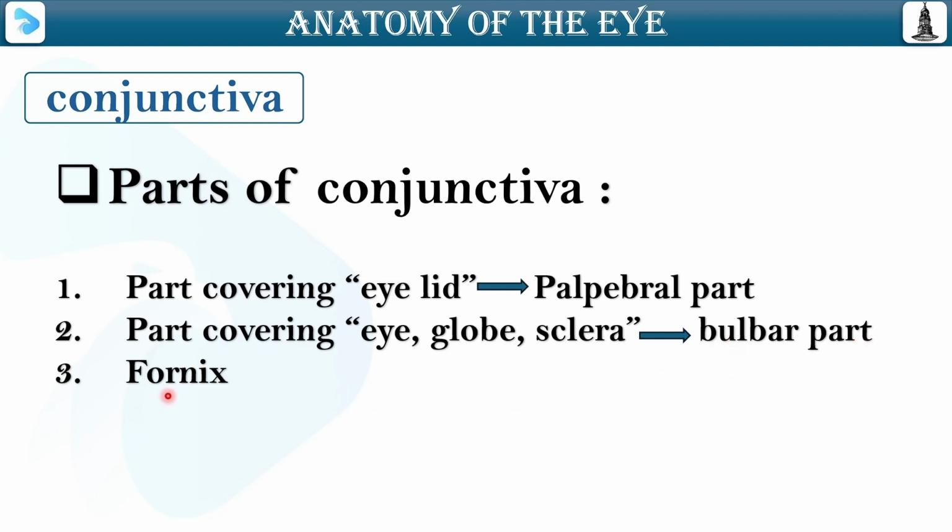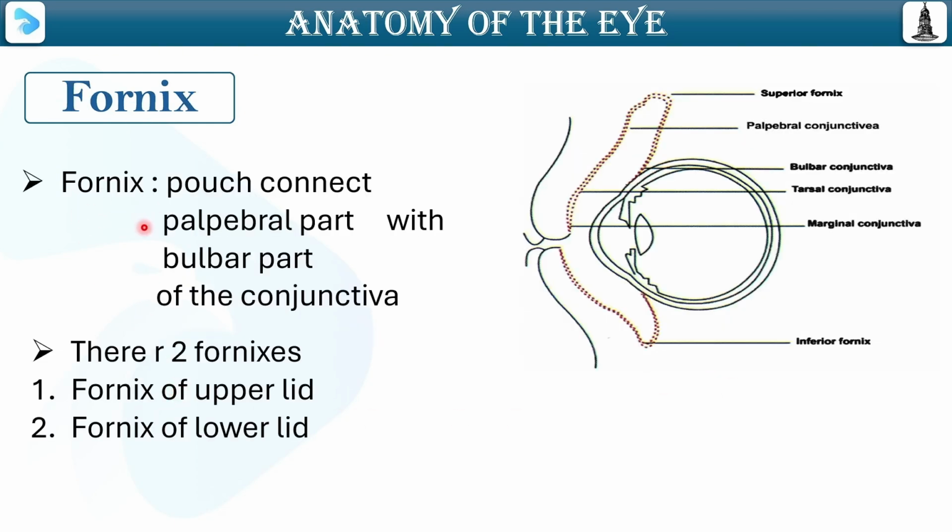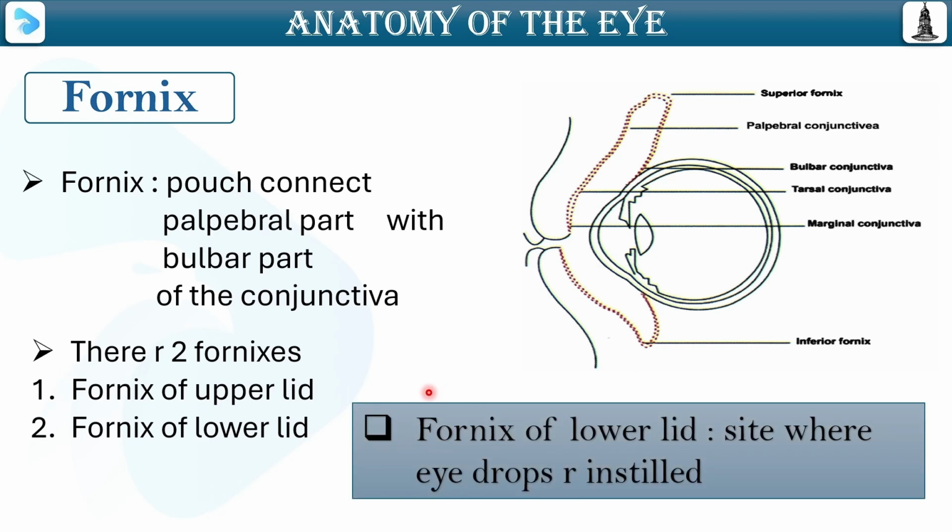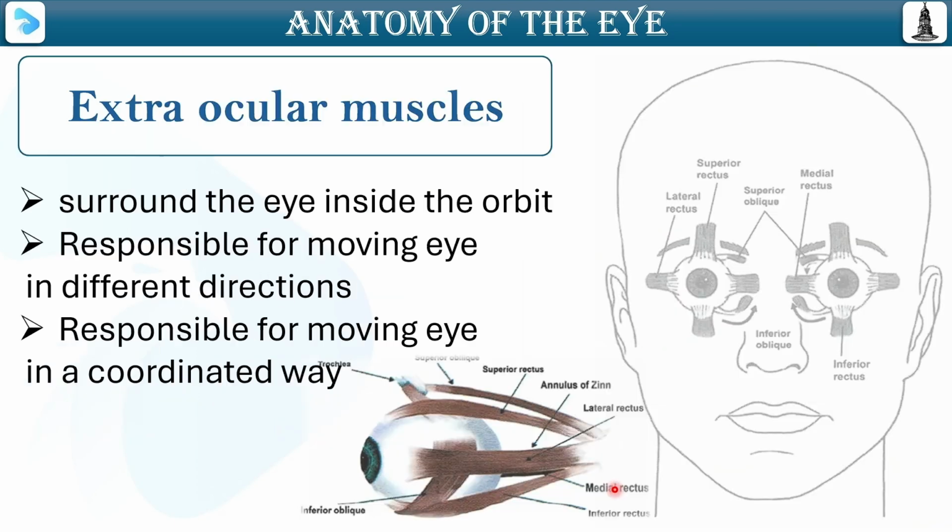And the third part, the fornix. The fornix is the pouch that connects the palpebral part with the bulbar part of the conjunctiva. There are two fornices, the fornix of the upper lid and the fornix of the lower lid. The fornix of the lower lid is the site where the eye drops are instilled.